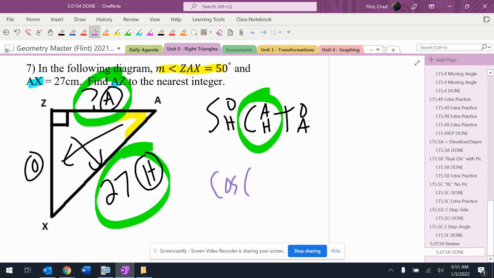So I'm going to set up cosine of something equals a fraction. All right. Inside the parentheses is always the angle. So that means the 50 goes in the parentheses. The 27 is the hypotenuse. That goes on the bottom. And I don't know the adjacent.